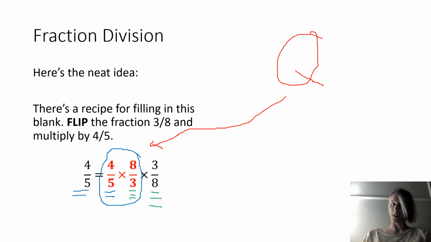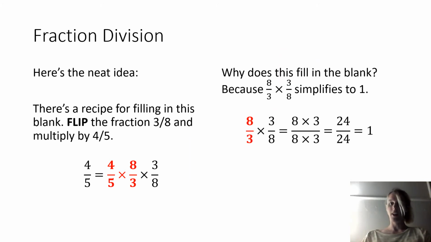That's the recipe for filling in the blank. That's the recipe for the number: dividend times divisor flipped. And why does this work? Why does this fill in the blank in the equation? Well, let's check that it actually fills in the blank in the equation.